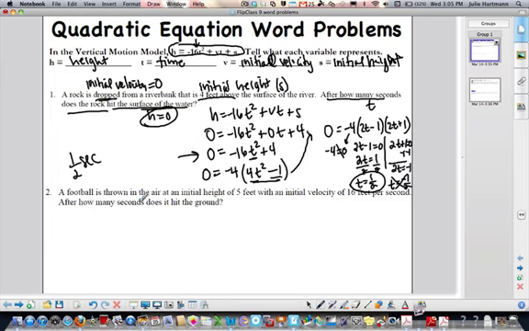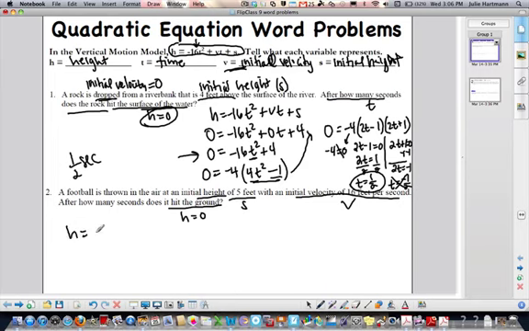Okay, so let's look at the second one. A football is thrown in the air at an initial height of 5 feet. Right there it tells you initial height, so that is our s, with an initial velocity of 16 feet per second. So that is our value for v, our initial velocity. After how many seconds does it hit the ground? We know when it hits the ground, h equals 0.